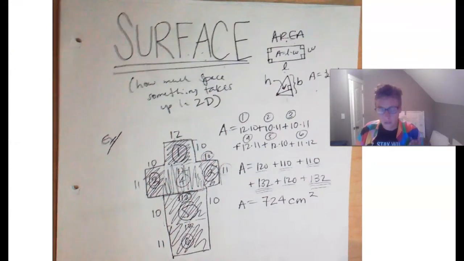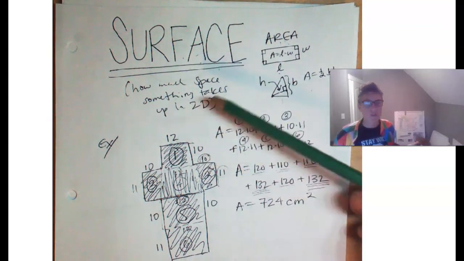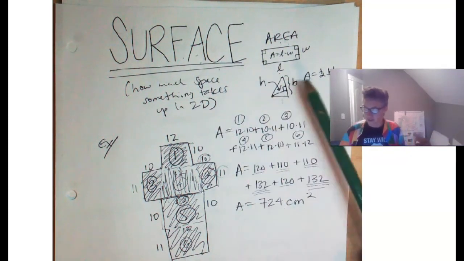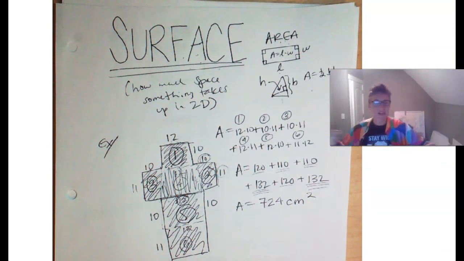Alright, so let's do a quick little recap. What did we talk about today? We talked about surface area. What's surface area? It's how much space something takes up in 2 dimensions. We break those spaces down into rectangles and triangles and circles, and then we find the area of each of those parts and add them all together.